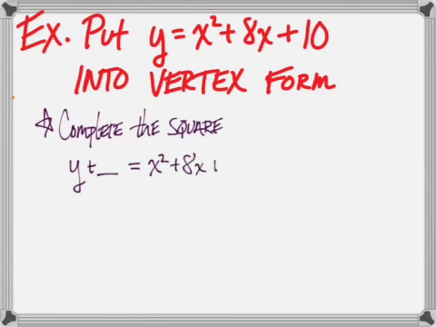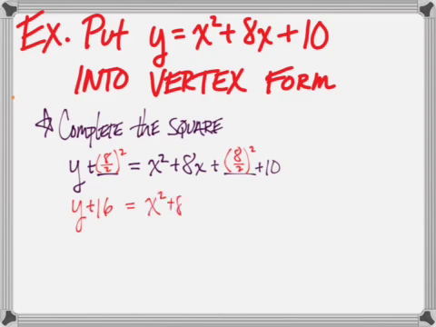So I'm looking at y plus something equals x squared plus 8x plus something plus 10. And the plus something is going to be half of the b value, in this case 8, and then I square it. So 8 over 2 squared on one side and 8 over 2 squared on the other side. Well, now everything is going to factor and simplify. So I get y plus 16 equals x squared plus 8x plus 16 plus 10. And x squared plus 8x plus 16 factors into x plus 4 squared. So that's the square that we built.